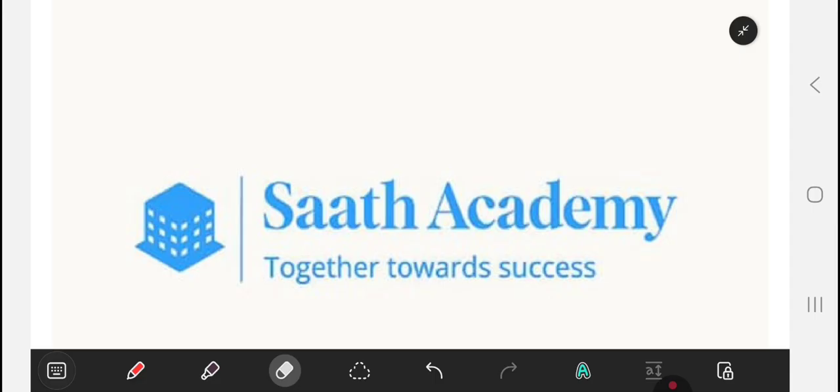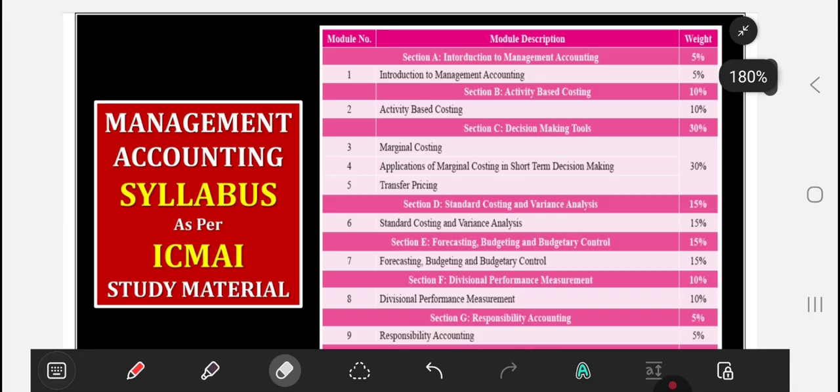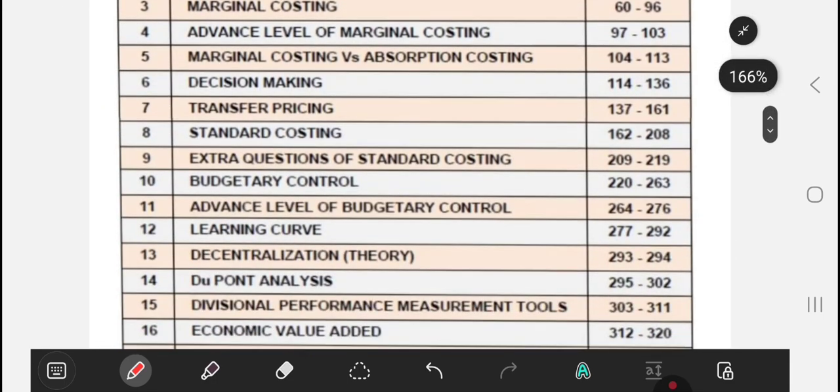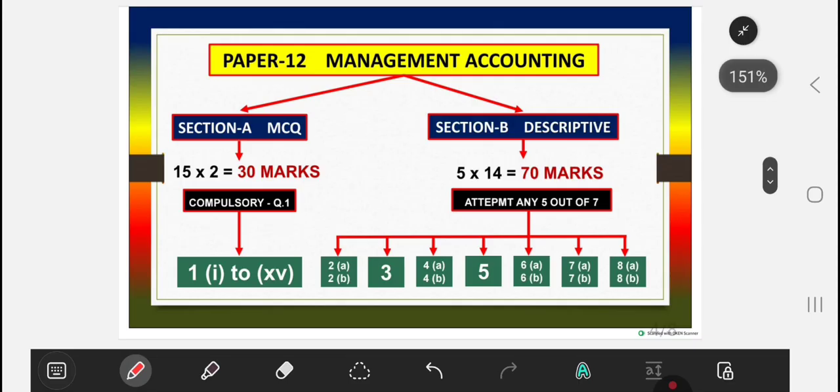Before we start solving the questions and going into the concept, the first thing you must know is the paper pattern. Because once you know the paper pattern, you will prepare in the right direction. So now let's see how the paper is distributed. This is the management accounting syllabus as per the ICMA study material. You have 10 modules in total, and this is how the paper is structured.